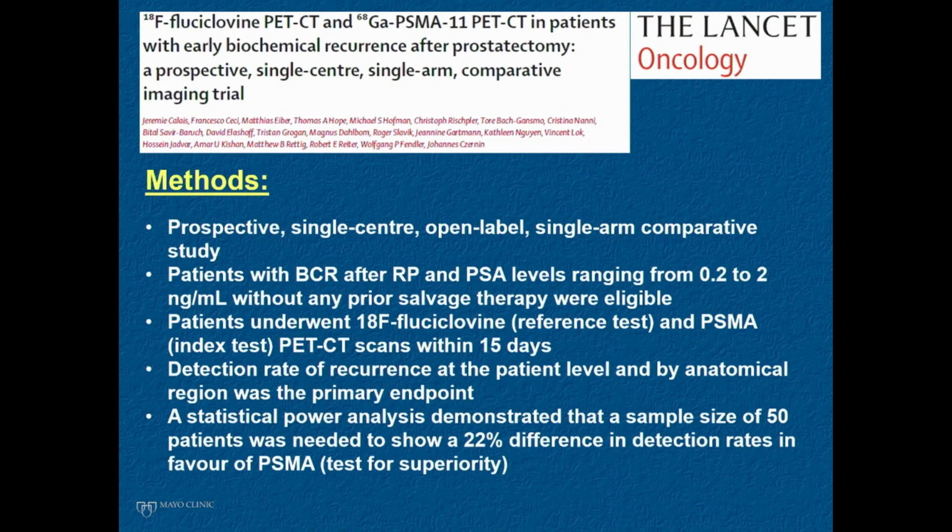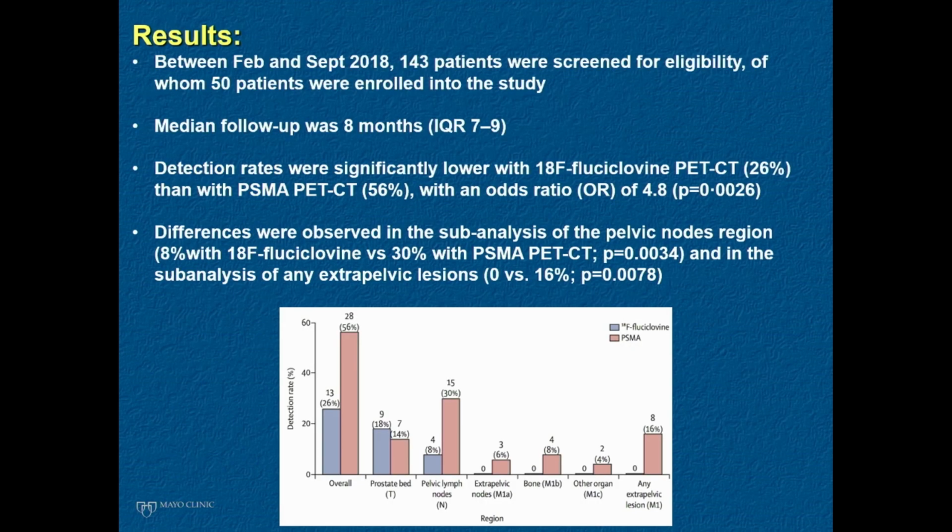This is one of the earliest studies that compared a PSMA PET to fluciclovine, or Axumin. This was a prospective single center study. Patients were their own controls, so they got a PSMA scan, and they also got a fluciclovine scan for evaluation of biochemical recurrence. They enrolled 50 patients into the study with a median follow-up of 8 months, so not a lot of follow-up. They're just looking at the initial detection rate, and it was powered to detect a little bit over a 20% detection rate difference.